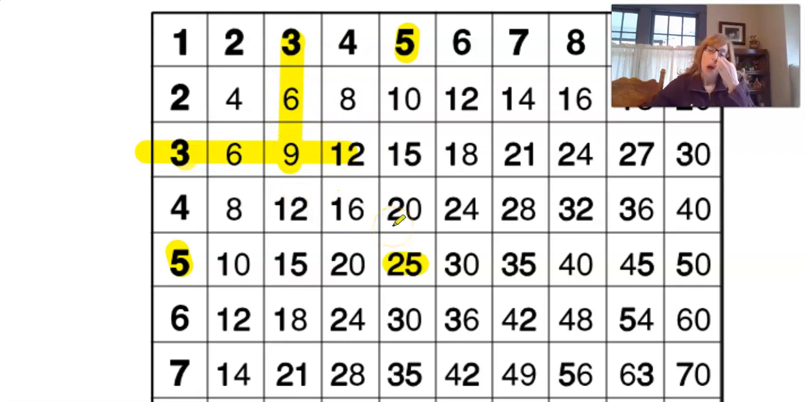So if you've forgotten your multiplication facts, please go back, make a multiplication table, fill it in. We know that it's skip counting. 3, 6, 9, 12, 15, 18, 21, 24, 27, 30. So you can skip count if you've forgotten your math facts.